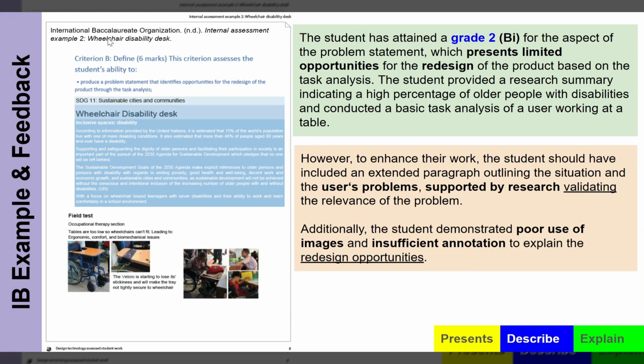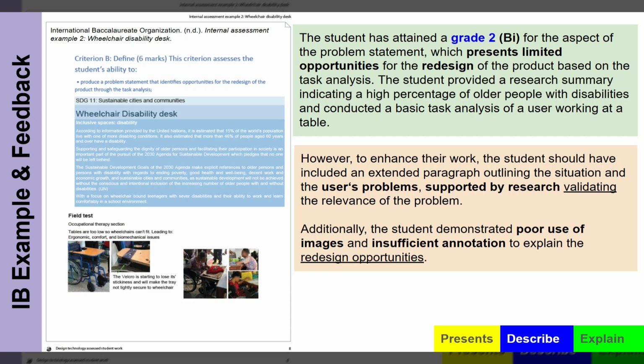Looking at example 2, the wheelchair disability desk, as you can see here, there's a fair stark difference between the two. This got a grade 2, for aspects of the problem statement, which presents limited opportunities for redesign. Okay, you're not creating a new product, you're looking at an existing product that someone is using, so the primary or secondary persona is using, and you are redesigning the product. So you're not starting something from scratch.